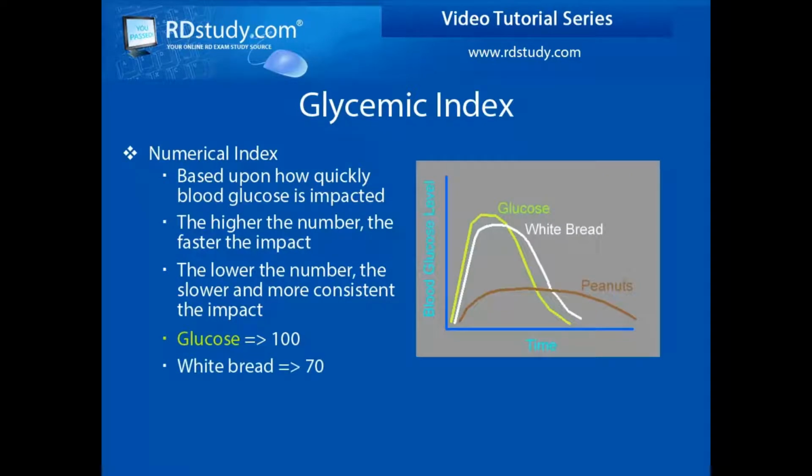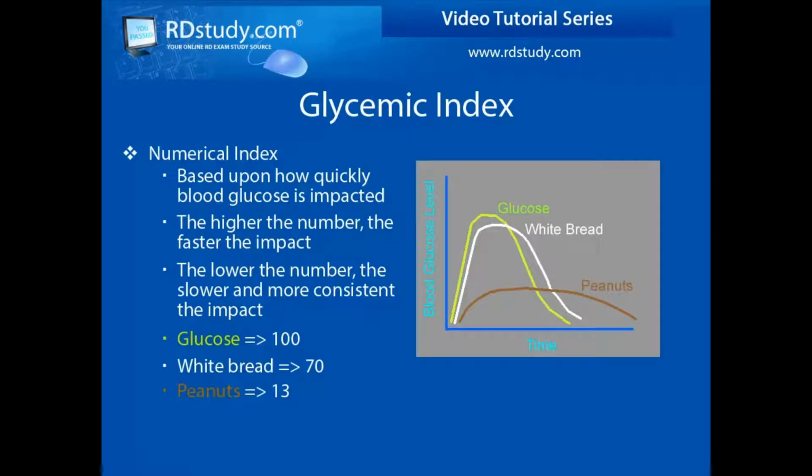As examples, white bread has an index value of 70. This indicates that the carbohydrates found in white bread are digested and absorbed rapidly, having the ability to raise blood glucose quickly. Notice how white bread causes a similar spike in blood sugar as compared to glucose and then also drops quickly. Peanuts, on the other hand, have an index value of 13.